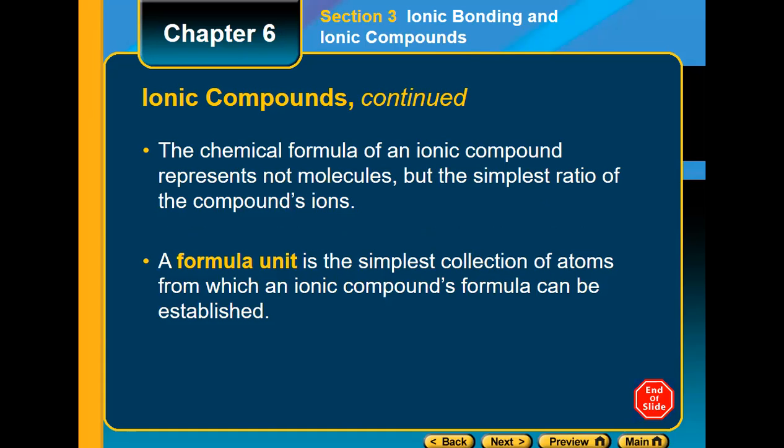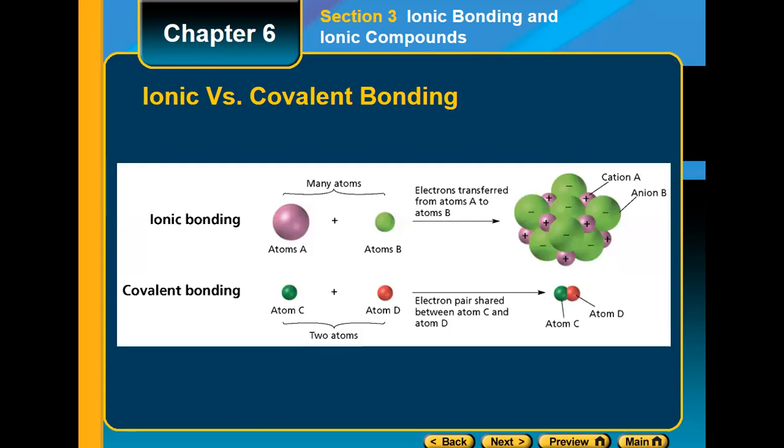So that means we have the smallest unit of an ionic compound, something we call the formula unit. The formula unit is the simplest collection of atoms from which an ionic compound formula can be established. What does that mean? For example, when atom A is bonded with B ionically, they have a certain crystal arrangement, as shown here in front of you. That means the cation A and the anion B are arranged in a certain manner to form this network, or solid structure, which we call a crystal.